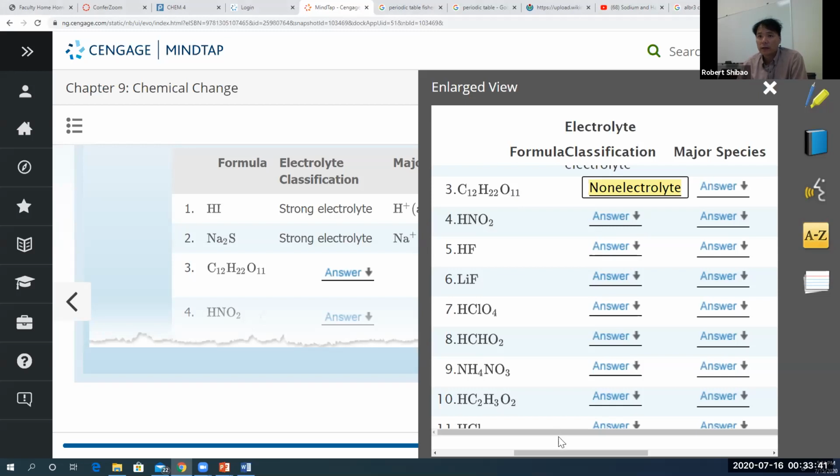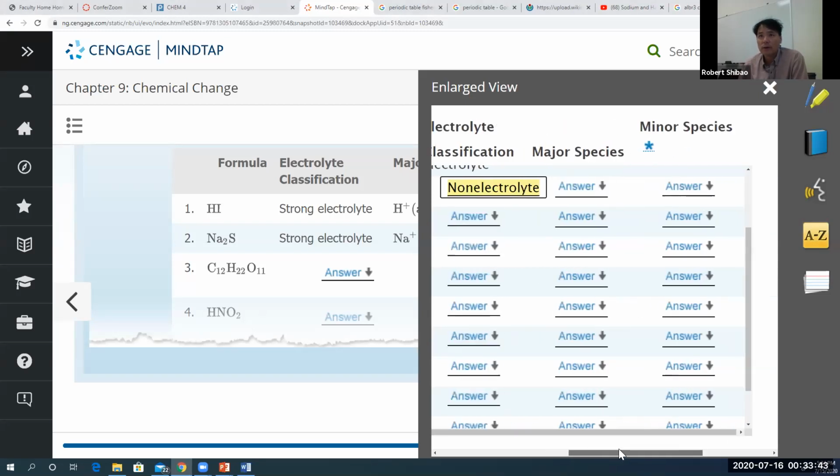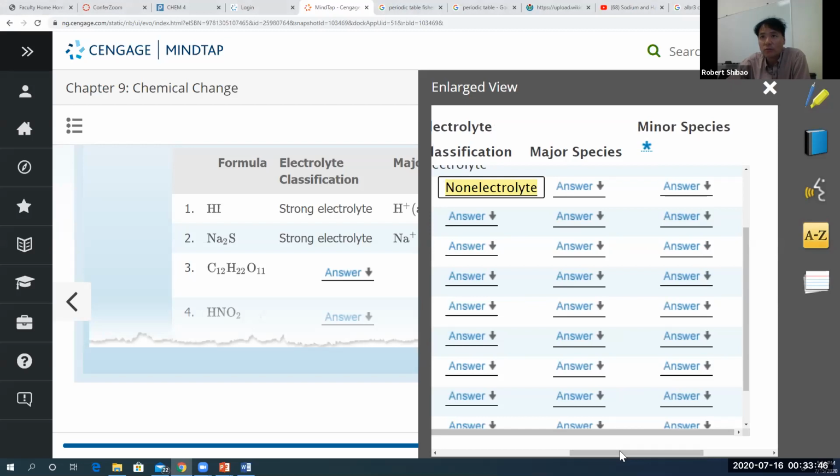Now, what else they're asking is, if it doesn't break apart, what's a major species found in water? The major species are just the molecules themselves dissolved in water. So the sugar molecules themselves dissolved in water. What's the minor species? No minor species here, none.